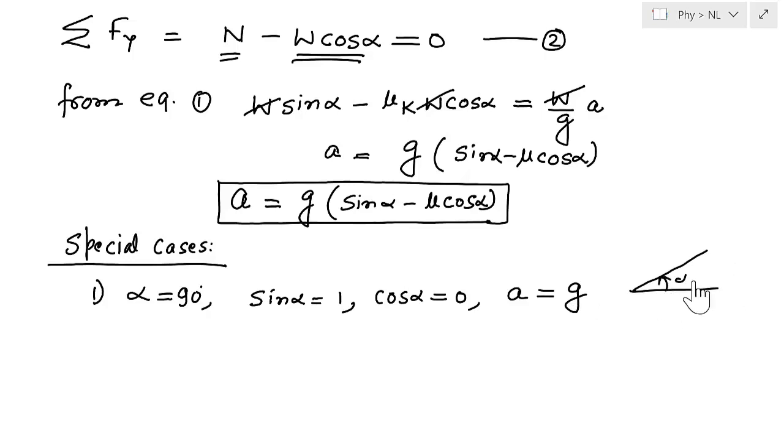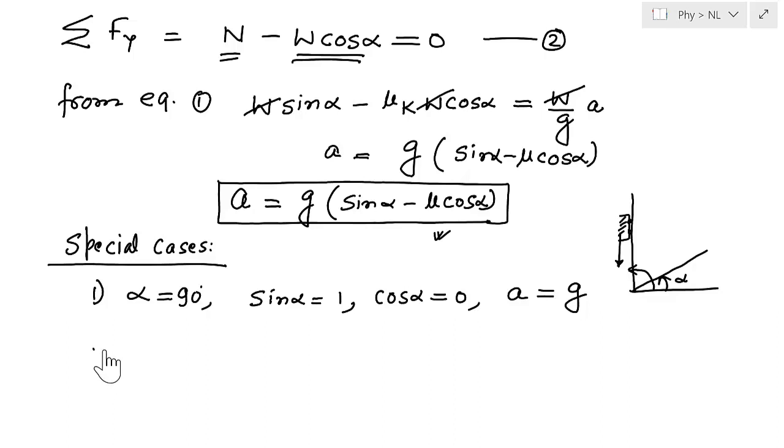This angle is alpha. If alpha goes to 90 degrees, this means this is your surface and this is your toboggan. So this will fall freely. So when alpha is equal to 90 degrees, you will have a free fall acceleration, and that comes from this expression, that is a is equal to g.